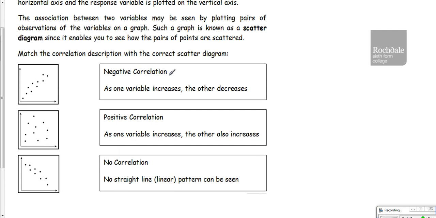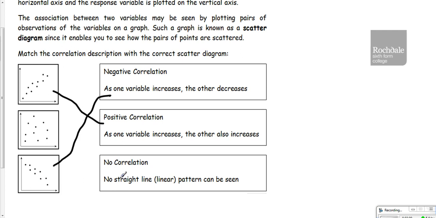A negative correlation: as one variable increases, the other decreases. If you look at the pictures, let's have a look at this bottom one. As this variable goes bigger, the y values are actually coming down. So as x increases, y decreases. So that is that one. A positive correlation: as one variable increases, the other increases. Well, that's this top diagram, because as the x values get bigger, the y values also get bigger.